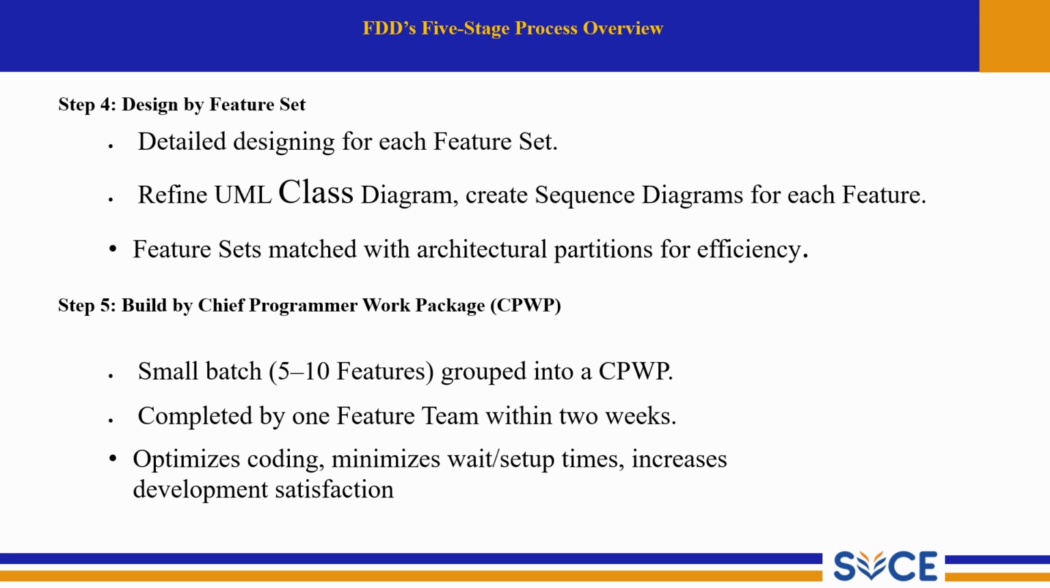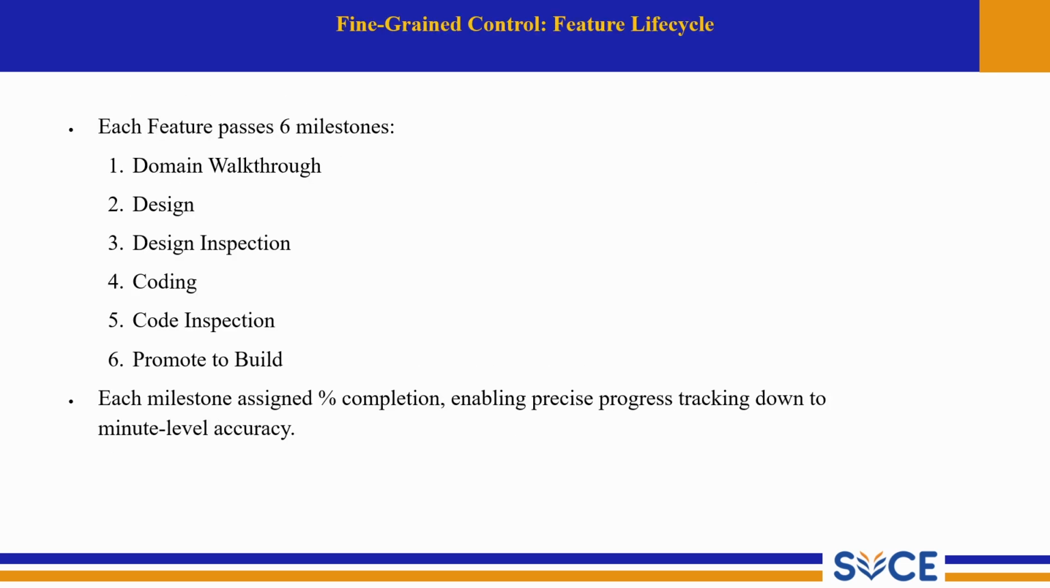Now let's look at how FDD gives fine-grained control by tracking each feature through its life cycle milestones. The fine grained control feature life cycle. Each feature passes 6 milestones. Number 1, domain walkthrough, design, design inspection, coding, code inspection, promote to build.